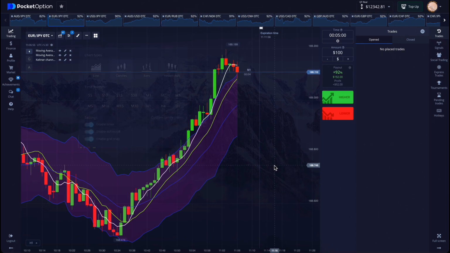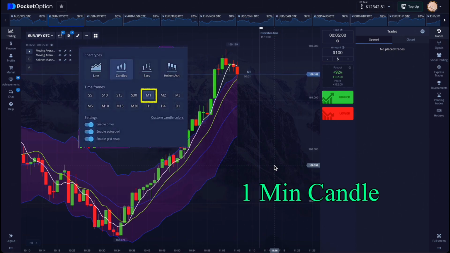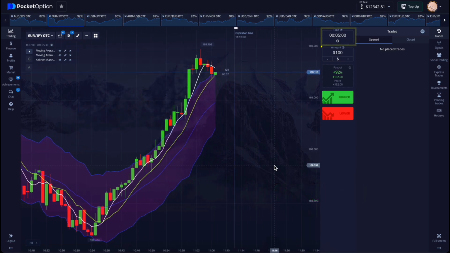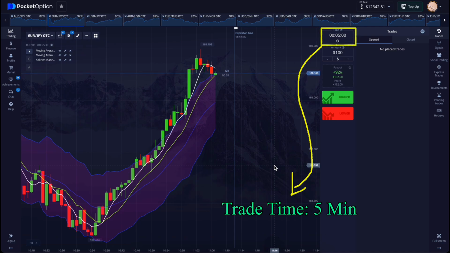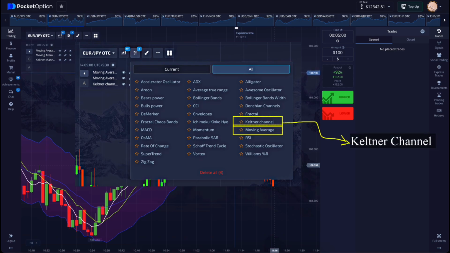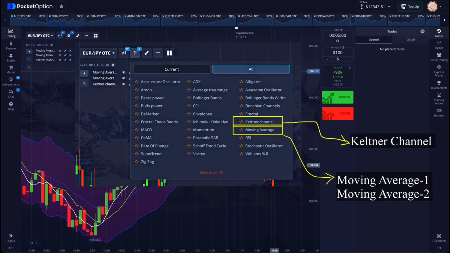So first of all you have to set the timing of the candle to 1 minute. This is a good time frame to win the trade, and then the trade timing has to be set for 5 minutes. After that you have to add 3 indicators. The first indicator is Keltner channel. And by clicking twice on the moving average option, 2 moving average lines have to be added, as you would be able to see on the screen.